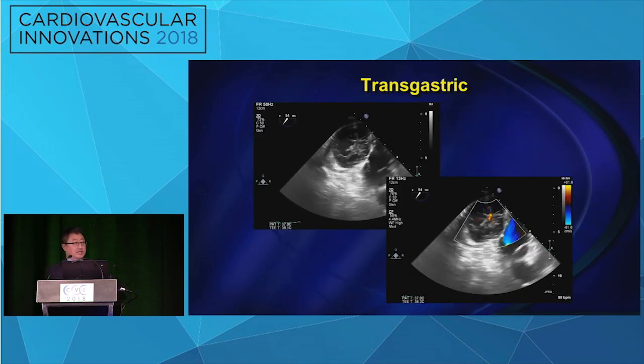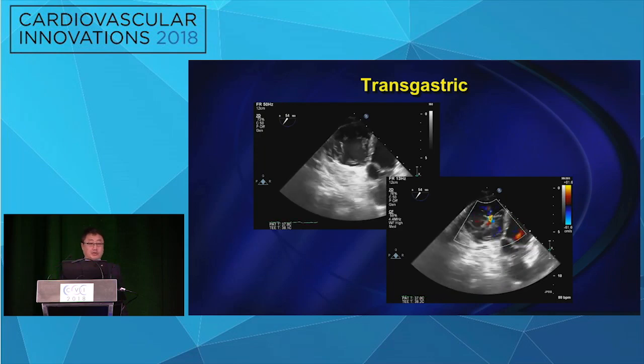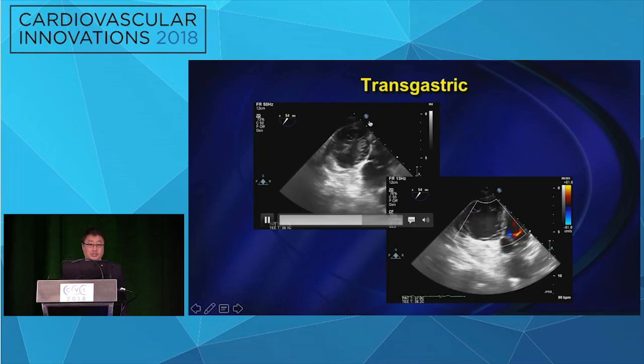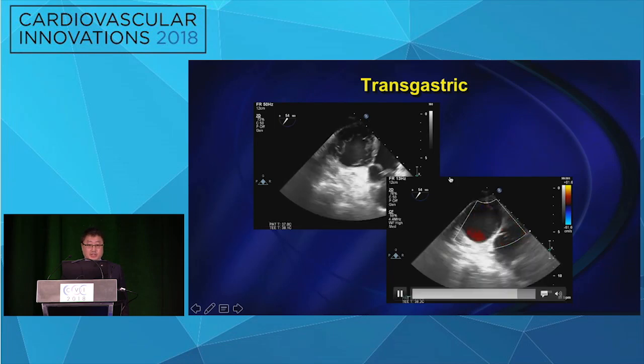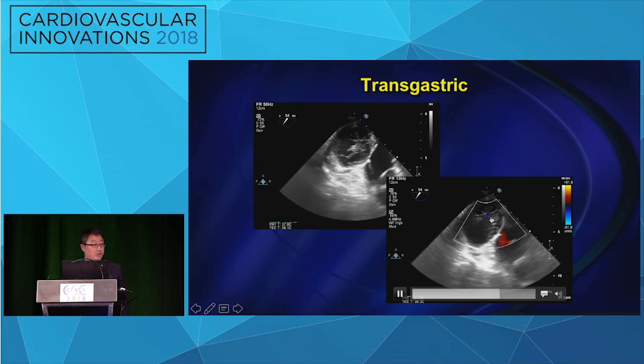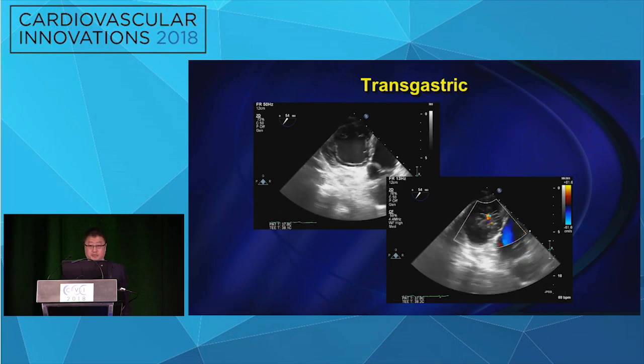But again, the transgastric view, I think we found, has been critical for these procedures. It really gives you a nice view of the 3 leaflets, coaptation, and can help you with localization of where the TR is coming from.